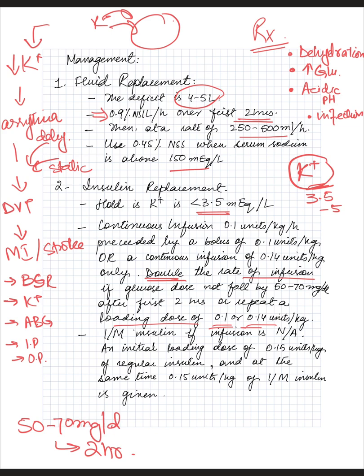If we do not have an infusion pump, what can we do? We can give insulin IM. So in that case, an initial loading dose of 0.15 units per kilogram of regular insulin, and at the same time 0.15 units per kilogram of IM insulin is given.